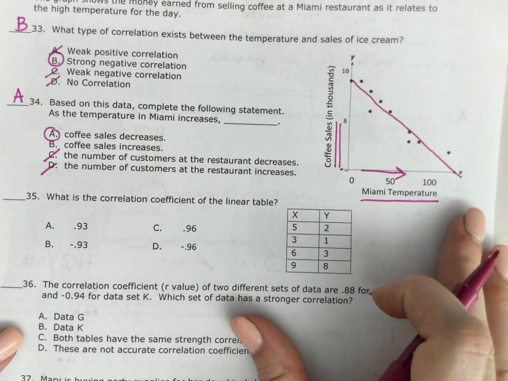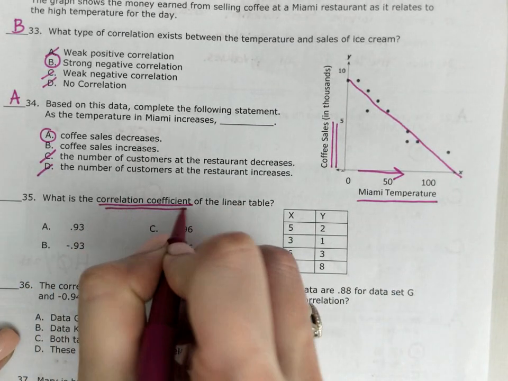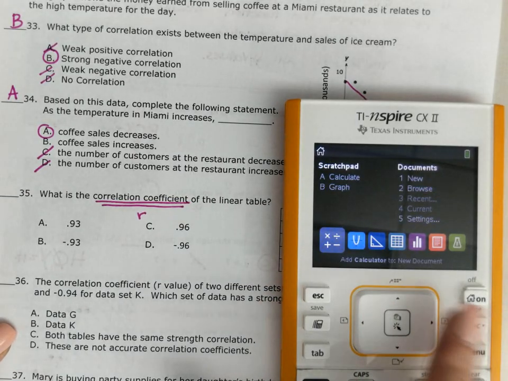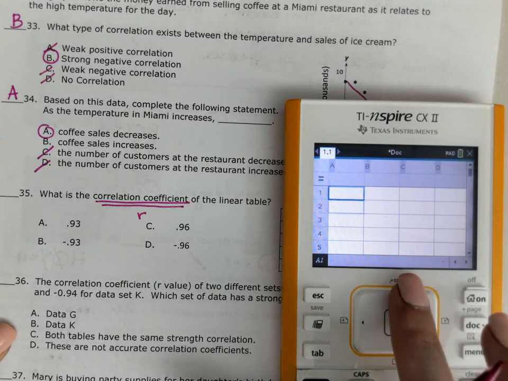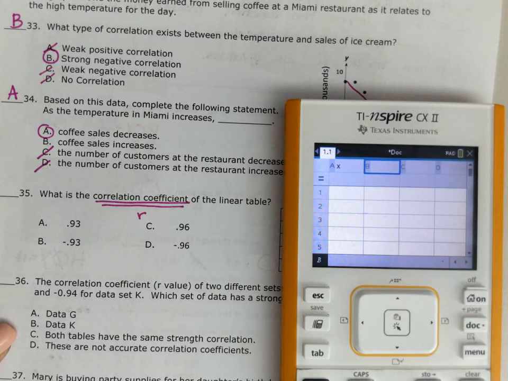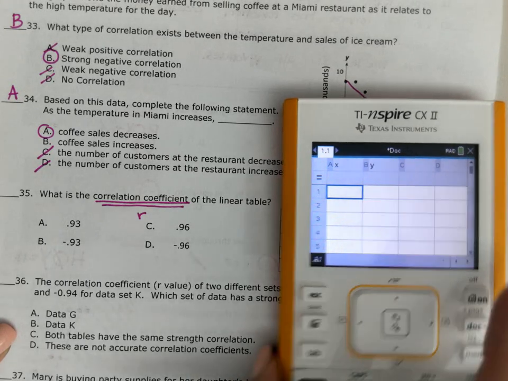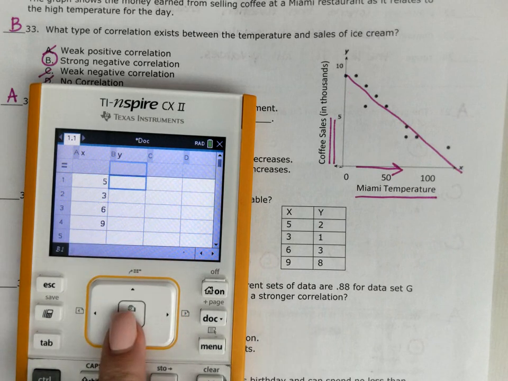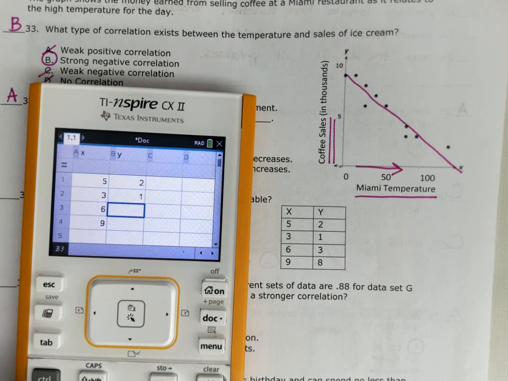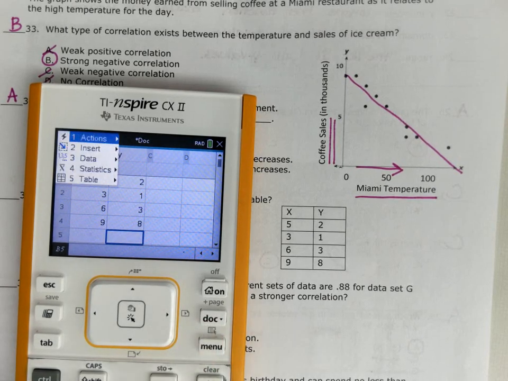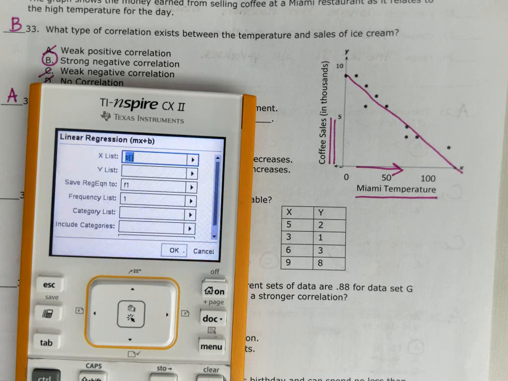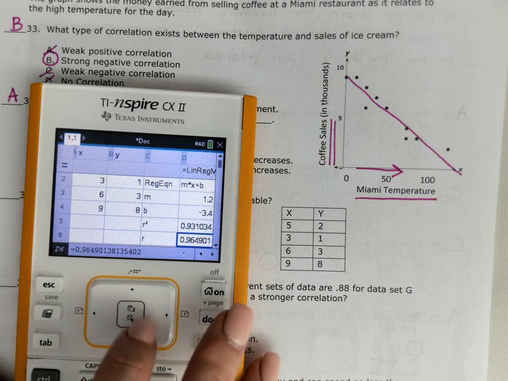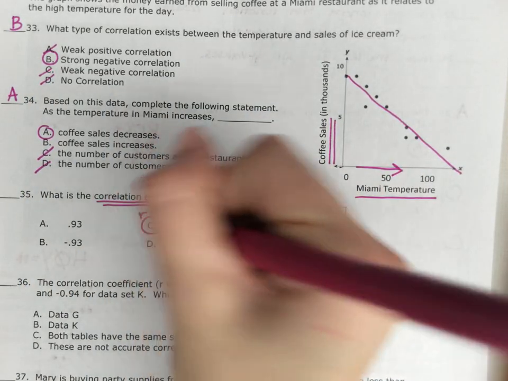What is the correlation coefficient of the linear table? Correlation coefficient is just a vocab word that means the R value. So if I go to my table, label the top as X and the top as Y, type in our points from the table, menu, 4, 1, and then 3, because it's linear. My R value is 0.964, so C.